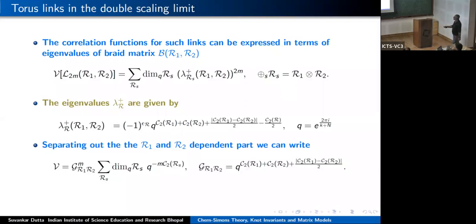Now in this expression, you separate out the R1, R2 dependent part and you take it outside the sum. And then what is left over? I have written it like this. This G of R1, R2 is precisely the R1, R2 dependent part, but I have taken it outside the sum.